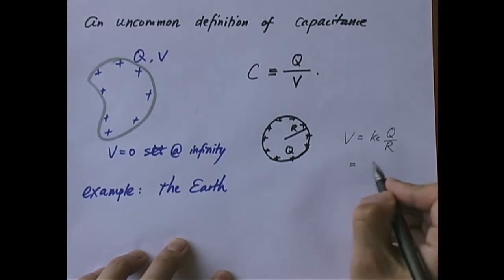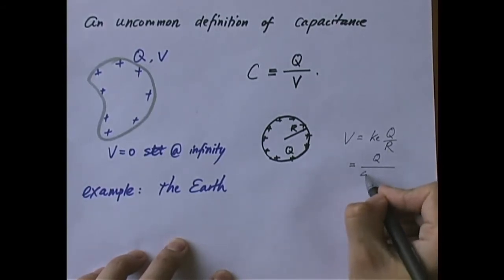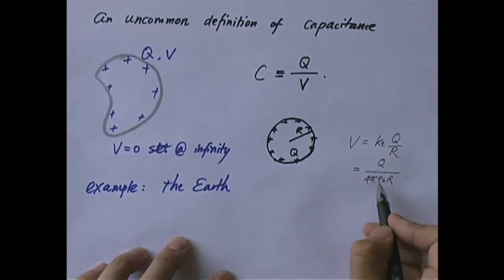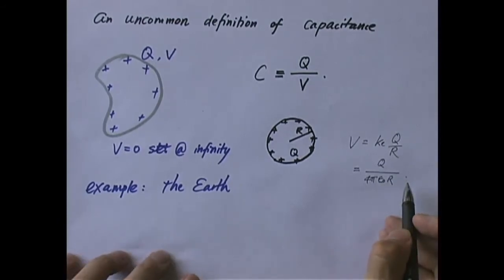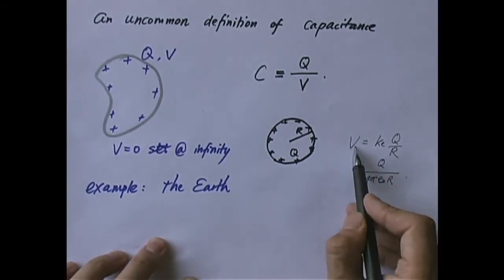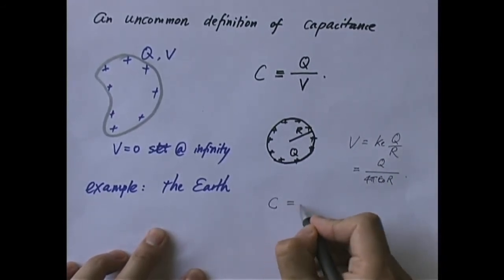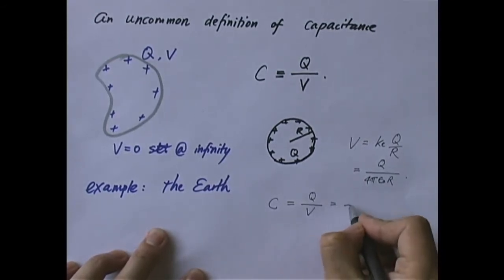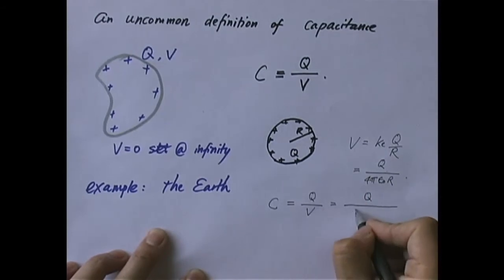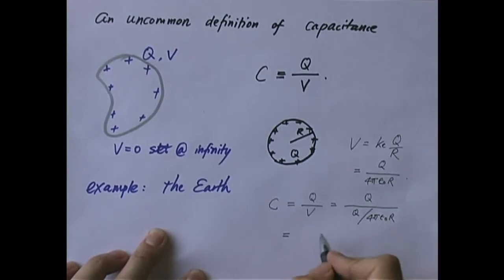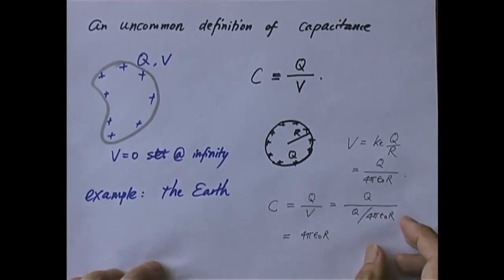Now k itself is 1 over 4 pi epsilon naught. So I'm going to rewrite this as q over 4 pi epsilon naught r. k is a very large number, about 9 billion. Therefore, epsilon naught is an extremely small number as a result. Now, you notice that indeed V and Q are proportional to each other. So the ratio in this case, C, would be Q over V, which is Q divided by Q over 4 pi epsilon naught R, and that equals 4 pi epsilon naught times R. That is the value of the capacitance of an isolated spherical conductor.